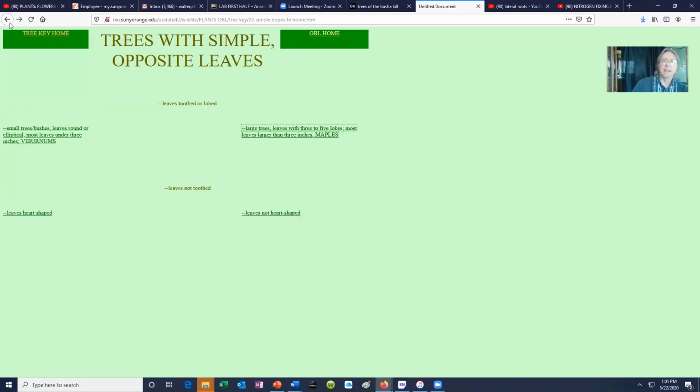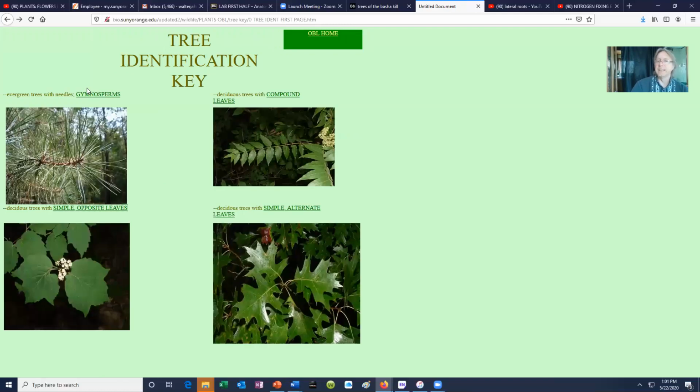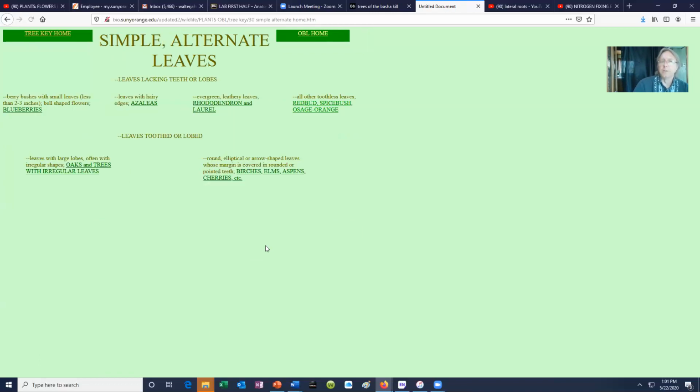Or if that's not the case, we would say that it is alternate. So from your branch, you would have one leaf going out here and one leaf out here, rather than like this. They would go out like this. Those would be alternate leaves, and that would include birches, oaks, and the like. And then you could say, are the leaves toothless? Do the leaves have teeth or lobes?